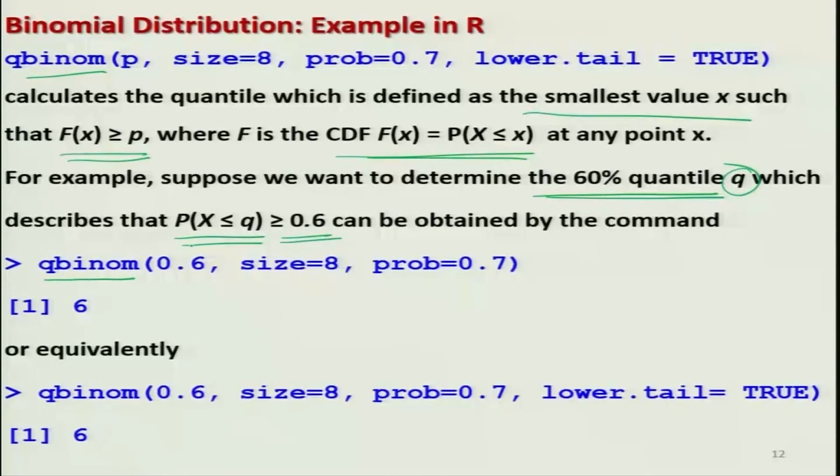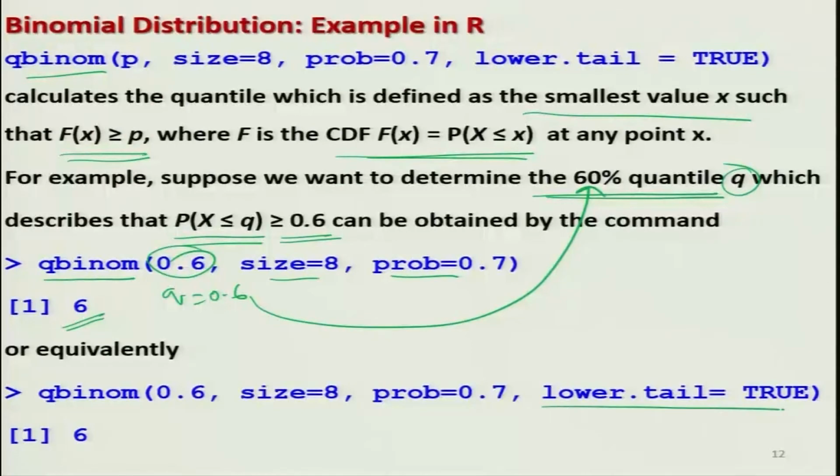So, then you have to give q equal to 0.6. That is coming from this 60% quantile, right. And then you have to give the values of n and p, and then you can get 6. Equivalently, if you want to use lower.tail equal to TRUE, you can also use it, but you will get the same value here.